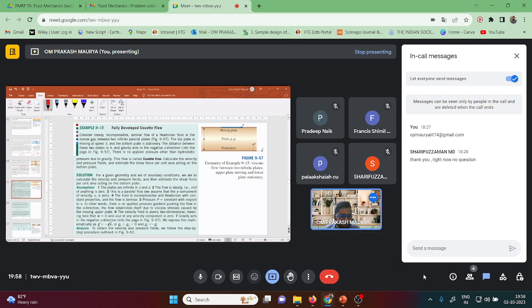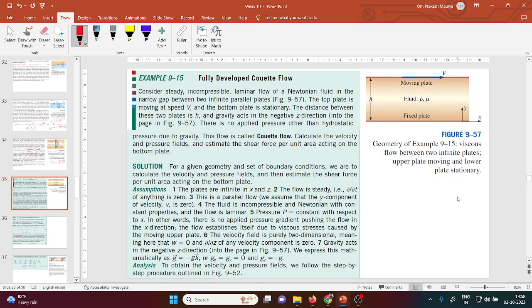I think you got to understand about the boundary conditions. So please, if you want, you can take the screenshot of the questions. I have two questions. This slide, the question of this.